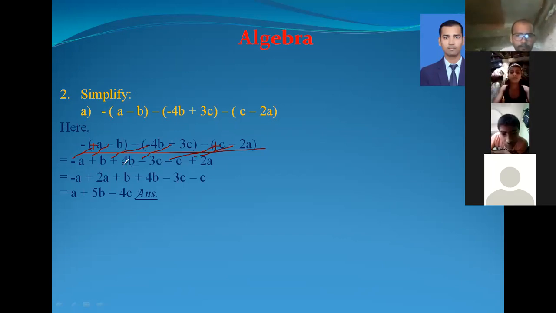Here minus a plus b plus 4b minus 3c minus c plus 2a. So here we have to arrange the like terms. Here you can see a and 2a are like terms, so here we arrange: in front of a there is minus, so minus a, and in front of 2a there is plus, so minus a plus 2a, you can see here.